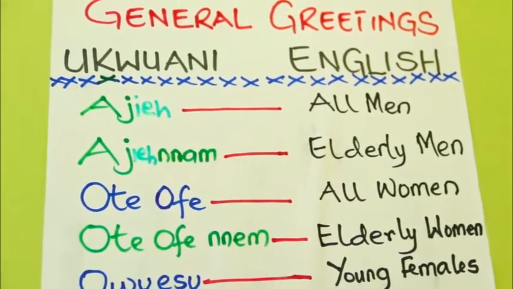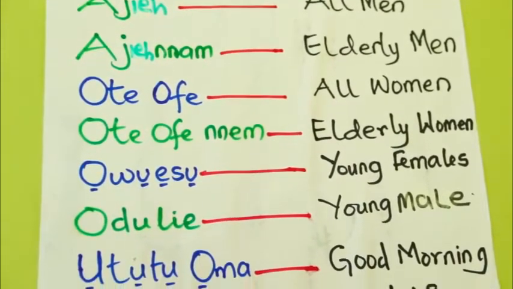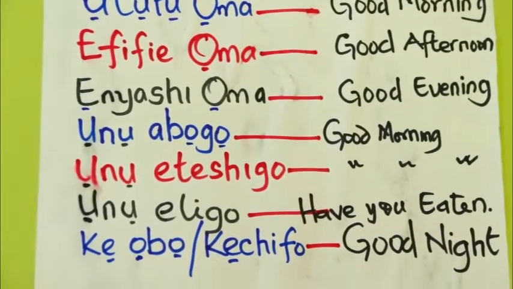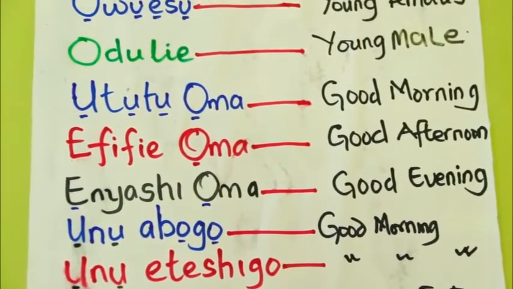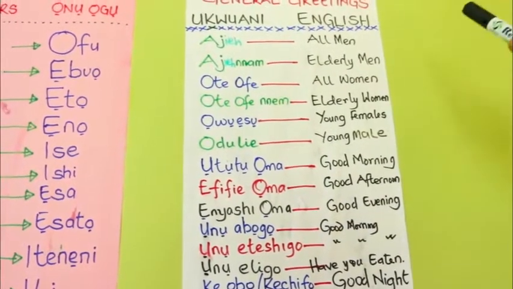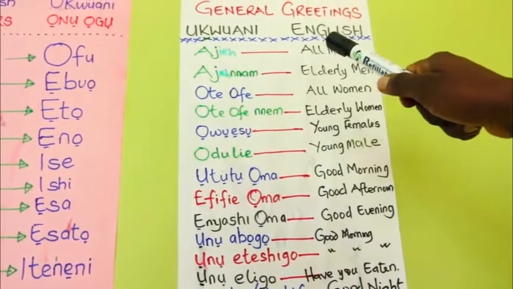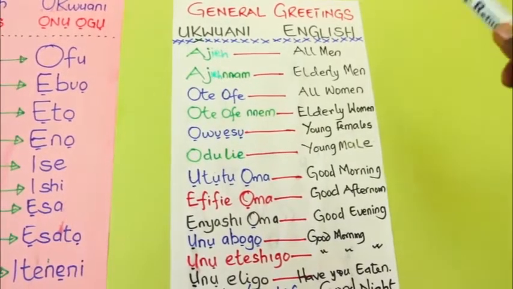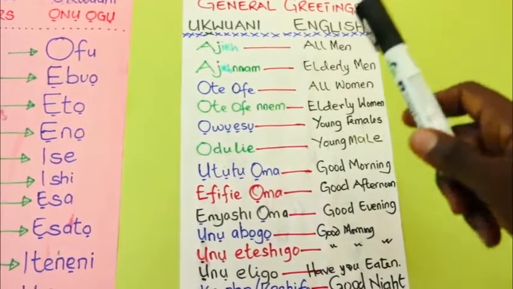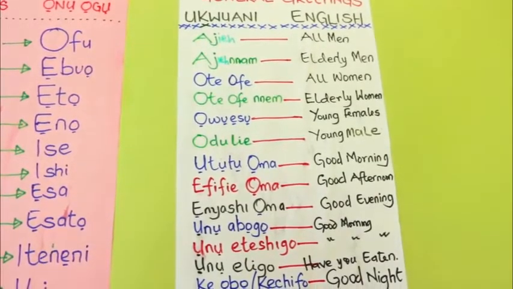We want to learn how we greet in the Ukwuani language. Now, we have different greetings for male, female, elderly, that's older women, older men, younger girls, younger boys. Where we have Ukwuani, we have Aje. Aje is for all men. When you see an Ukwuani man, you greet him Aje. An Ukwuani man, not a child though. A grown-up man, you greet him Aje.